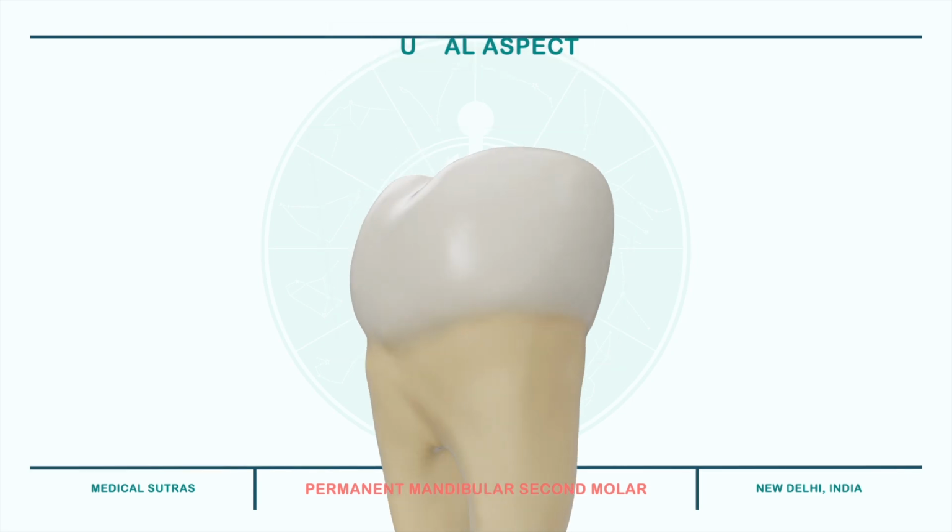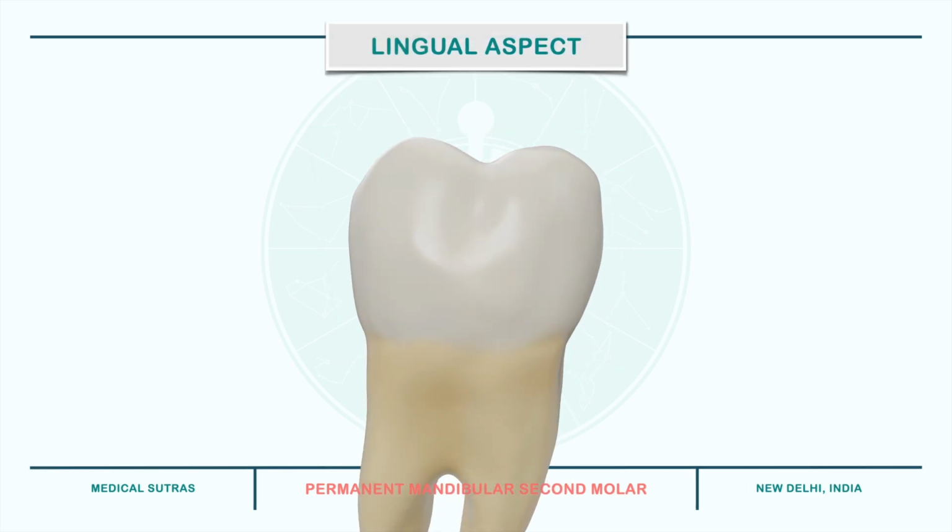Now coming to the lingual aspect. The crown presents mesiolingual and distolingual cusps. These are equal in width and sharper than the buccal cusps. There is a lingual developmental groove that separates the mesiolingual and distolingual cusps and runs onto the lingual surface.